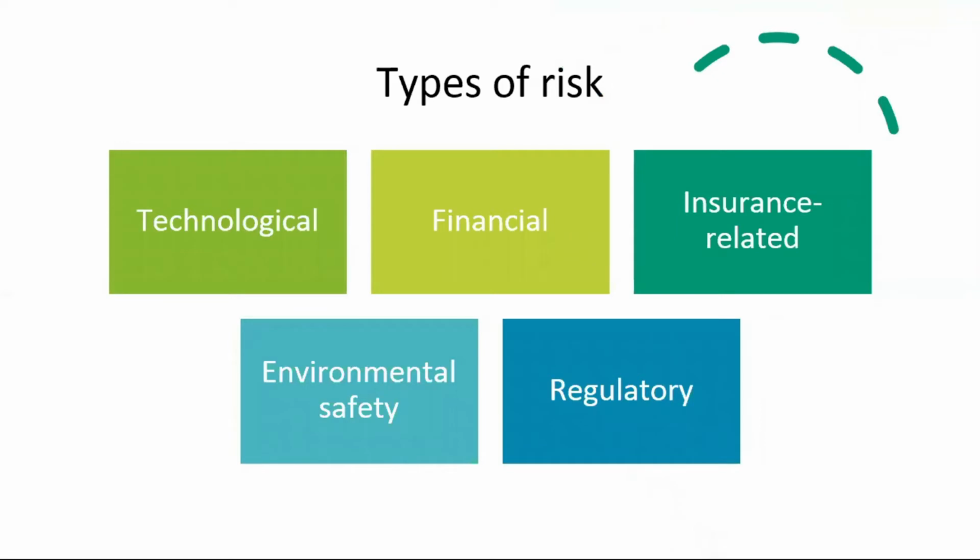There are many types of risk. Among them are technological, insurance-related, environmental safety, regulatory, and financial. An example of a technological risk can be a breach of the data in an organization's network. An insurance-related risk could be a volunteer getting hurt while volunteering for the organization.